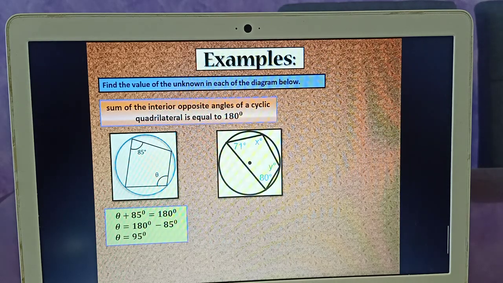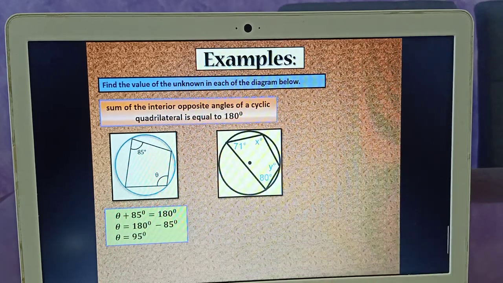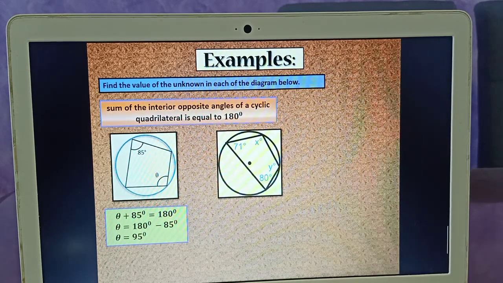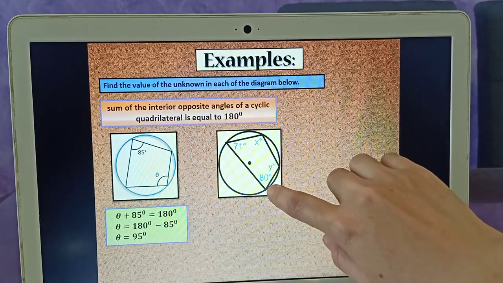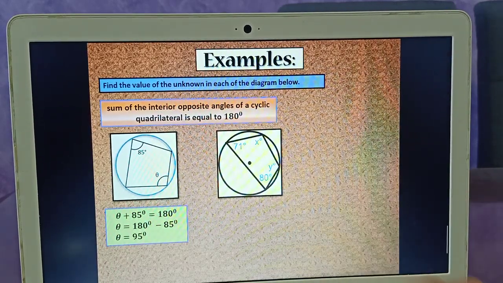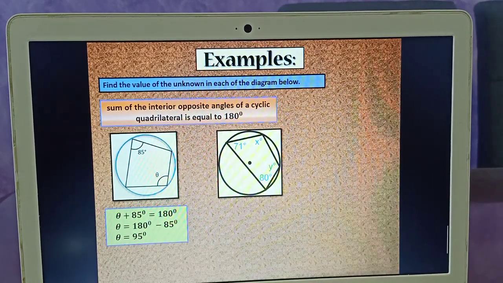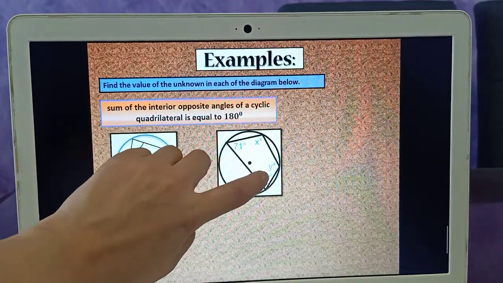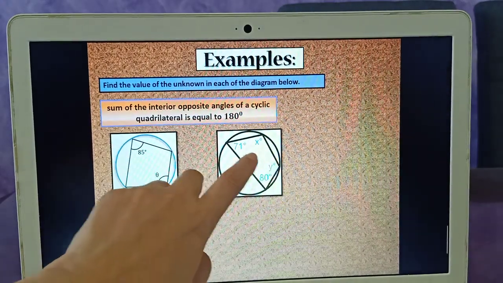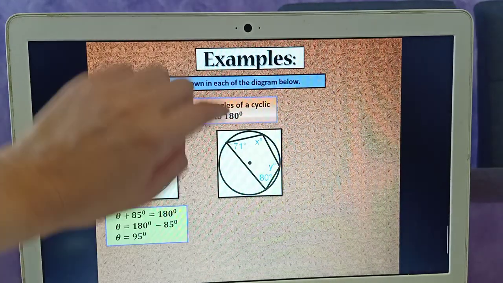Okay, how about this one? Can I apply the sum of the interior opposite angles, which is 180 degrees, here? I can only apply it if I see that it is a cyclic quadrilateral, right? So is this a cyclic quadrilateral? Yes, because all of the vertices lie on the circumference of a circle. So I can apply this. I need to determine which two are interior opposite angles. X and 80 are interior opposite angles, right? And Y and 71 are another pair of interior opposite angles.